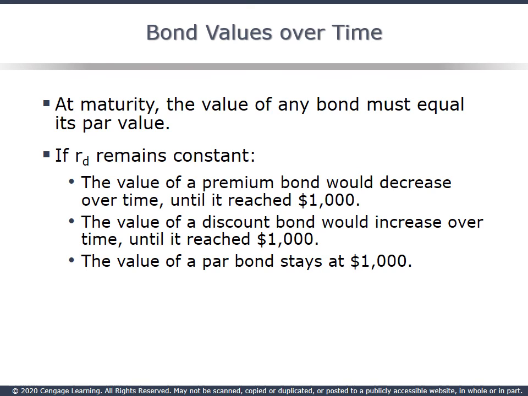So if the yield to maturity remains constant, the value of a premium bond decreases over time until it hits $1,000. The value of a discount bond, as it gets closer and closer to maturity, increases until it hits $1,000. And the value of a par value bond would just stay at $1,000. But the key here is the yield to maturity, if it remains constant.